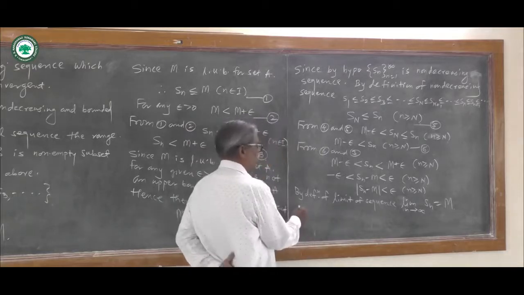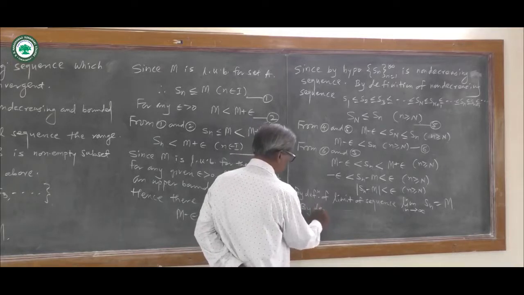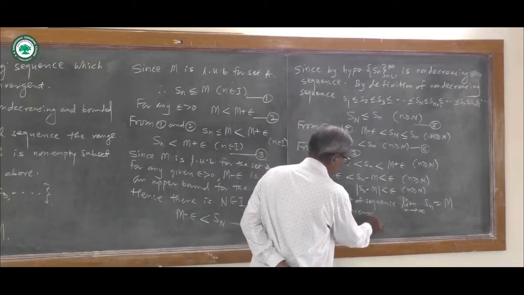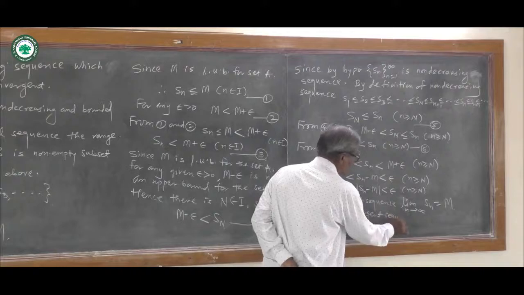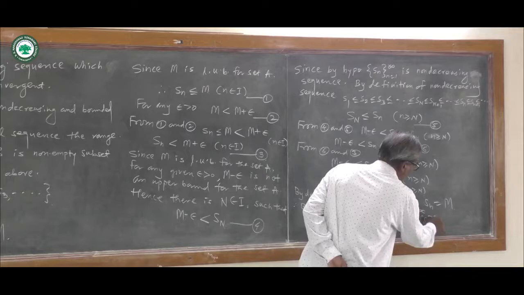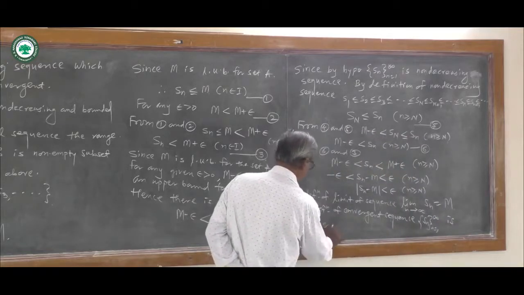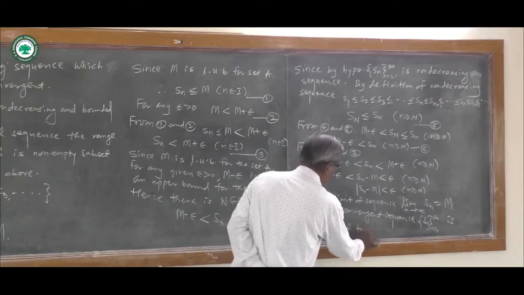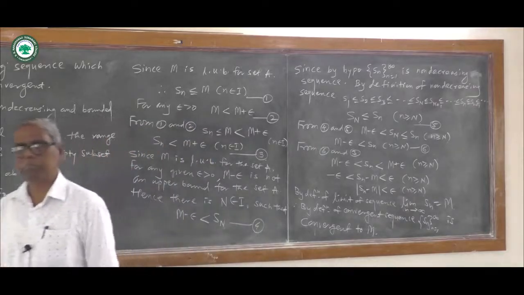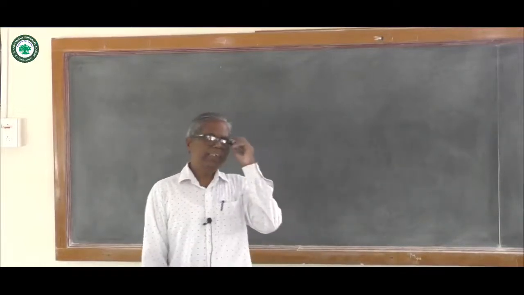By definition of convergent sequence, the sequence S suffix n, n is equal to 1 to infinity, is convergent to capital M. Hence the proof of the theorem. Now we see the corollary.